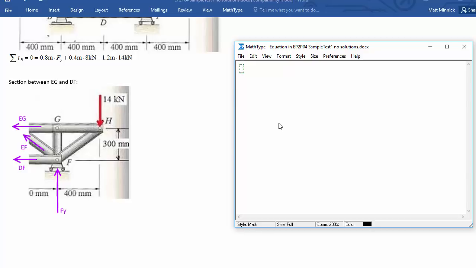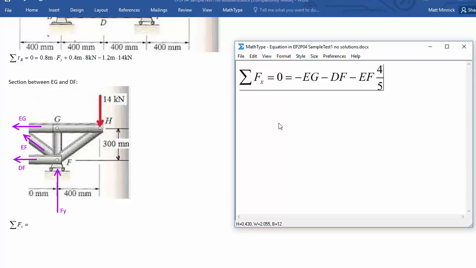So what do we got? We got the net force in the x direction is equal to 0, which is equal to negative EG minus DF minus EF. And now what would be the x component of this? It's a 4 along the horizontal and the 3 vertical. So the hypotenuse must be 5, root of 3 squared plus 4 squared. So the horizontal component would be 4 over 5, and the vertical component would be 3 over 5. So anyway, minus EF times 4 over 5. And then there's nothing else in the horizontal.